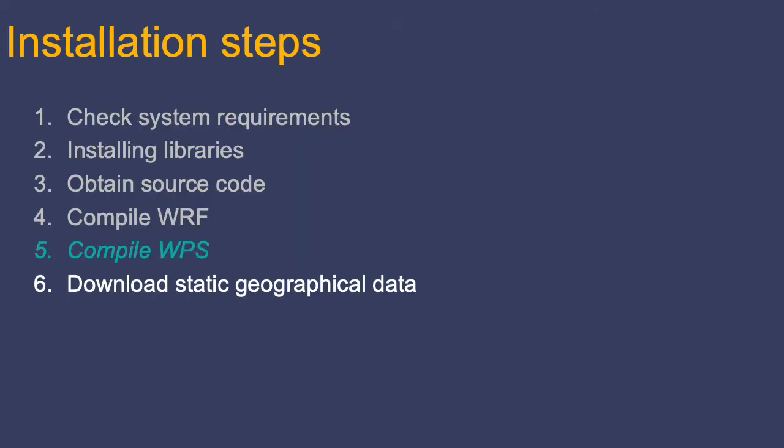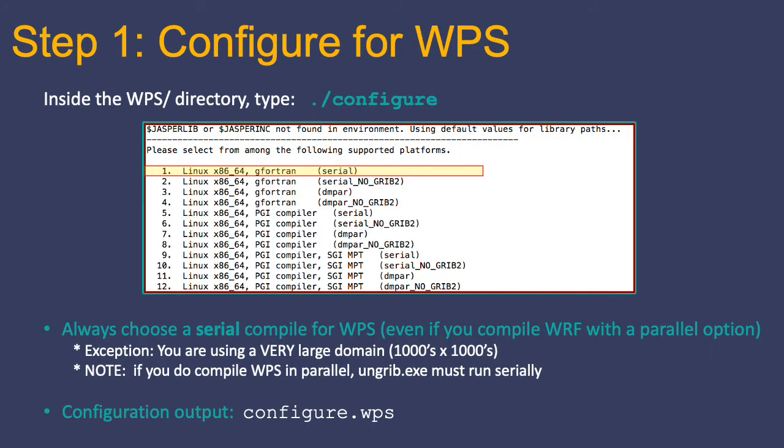So assuming WRF compiled correctly, you can move on to compile WPS. Just like with WRF, the first step is to configure. Again, you'll just type ./configure. You'll once again be given a list of options, and you need to make sure you pick the same compiler you chose for WRF. I also want to point out that even if you compiled WRF with a parallel option, we typically recommend compiling WPS serially.